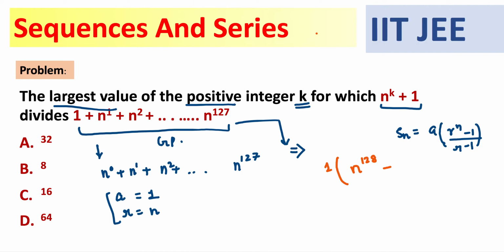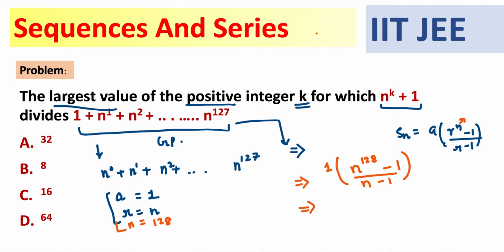Here n represents the number of terms in the GP. So we have 128 terms in the GP. So these are the three parameters, a, r and n, for the GP. So we get n to the power 128 minus 1 upon n minus 1. This is the formula for the GP, and we have just placed all the values a, r and n. So this is what we get.